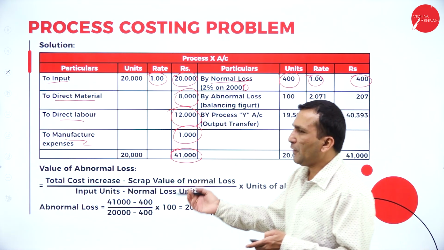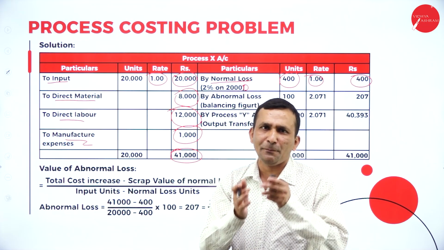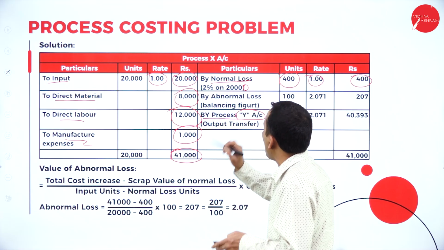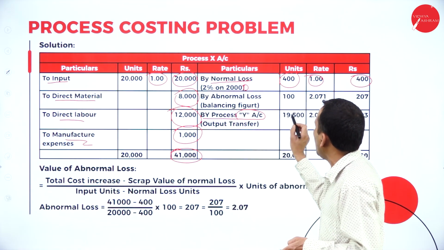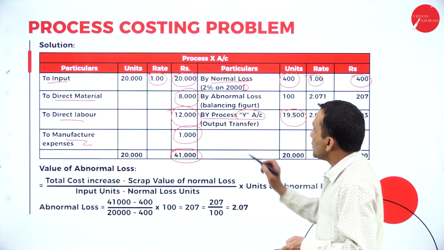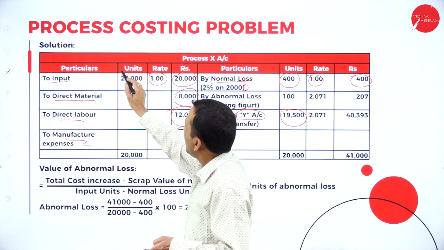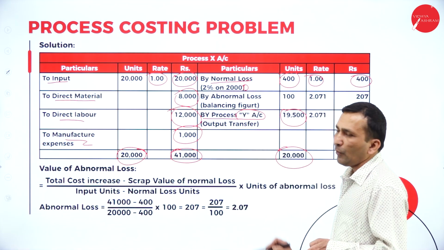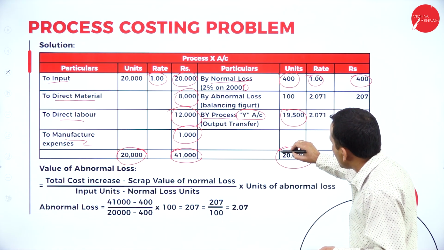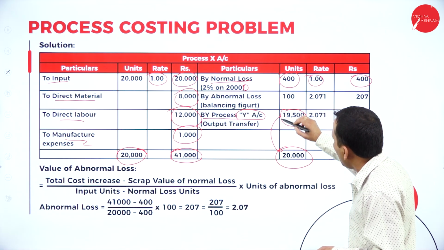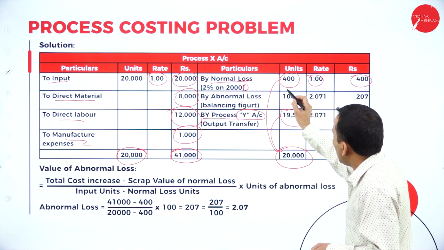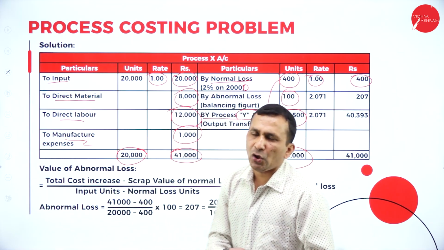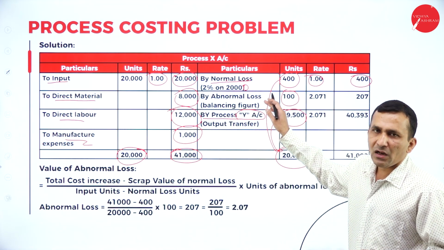So again, the information for output is also given in process X. Output goes to process Y, which is the next process. Output 19,500. So which side are we getting more? Debit side 20,000. In the opposite direction we need to write for 20,000. From this we need to subtract 19,500 and again 400. The difference we call an abnormal loss. So we need to find out the abnormal loss units.